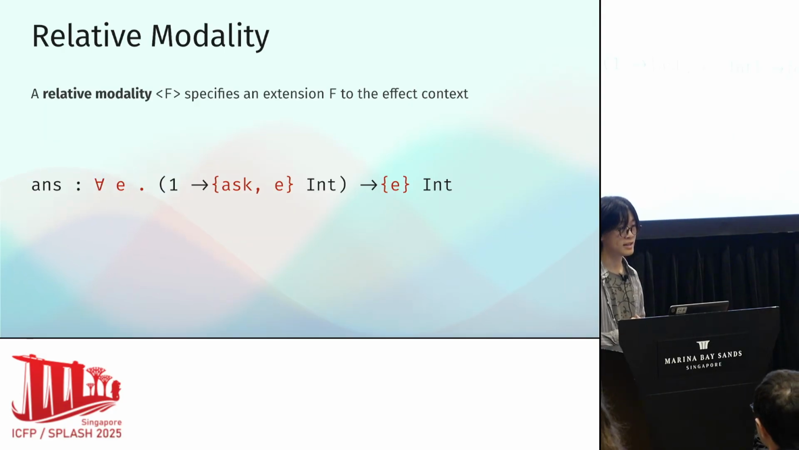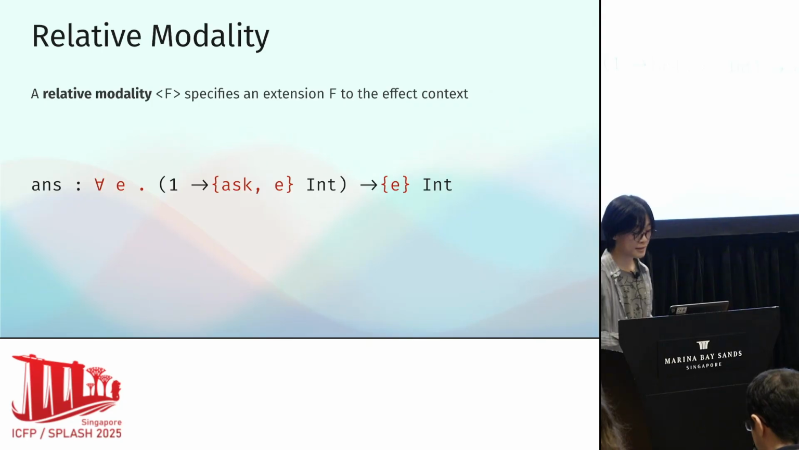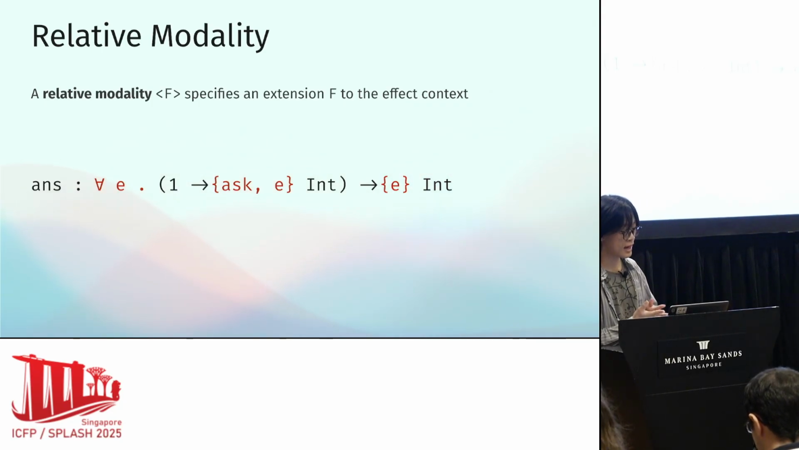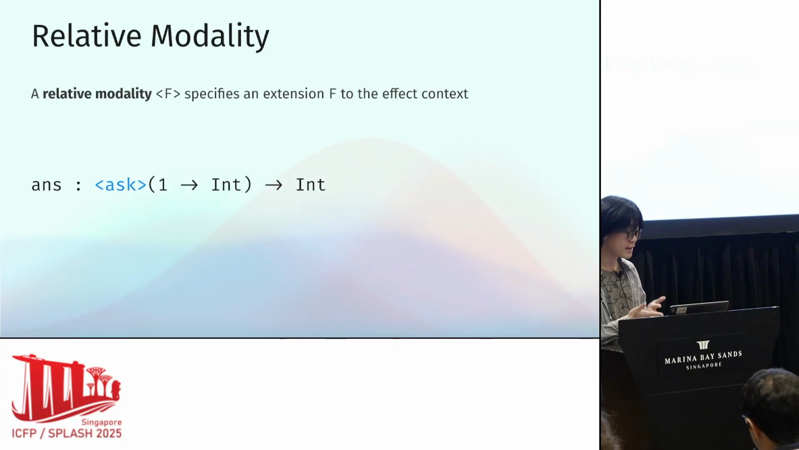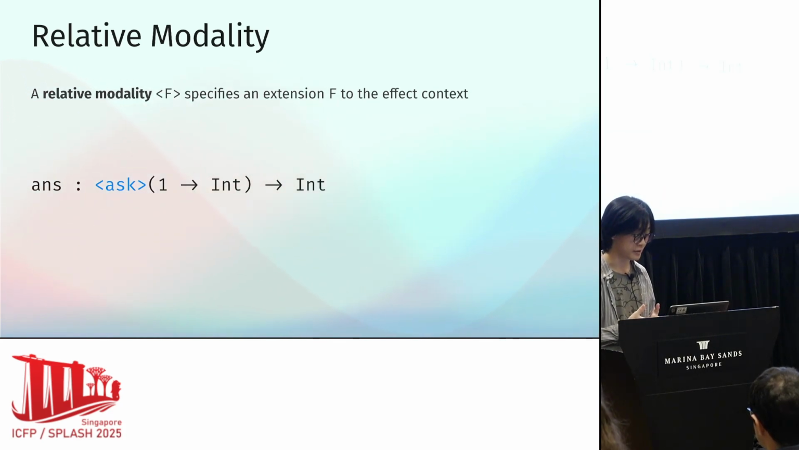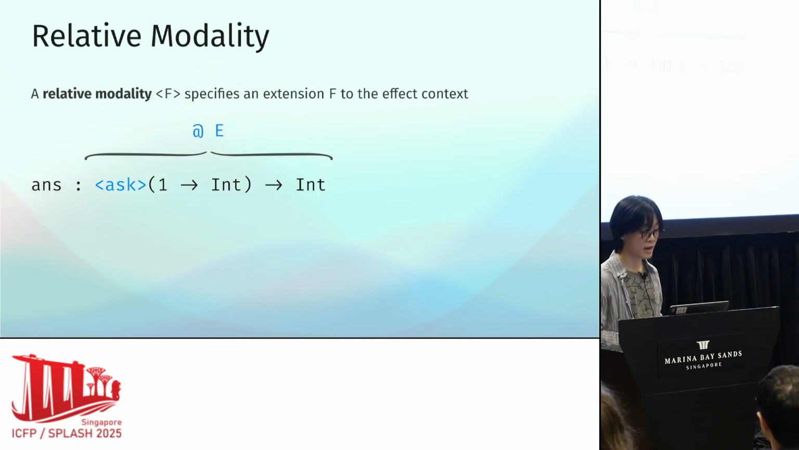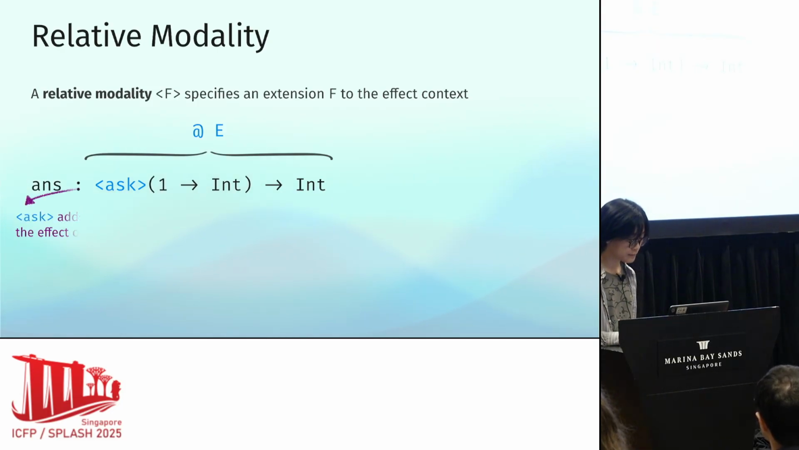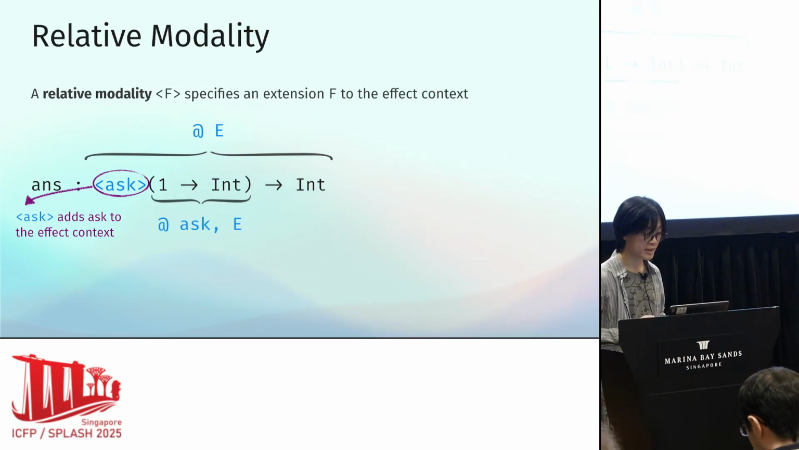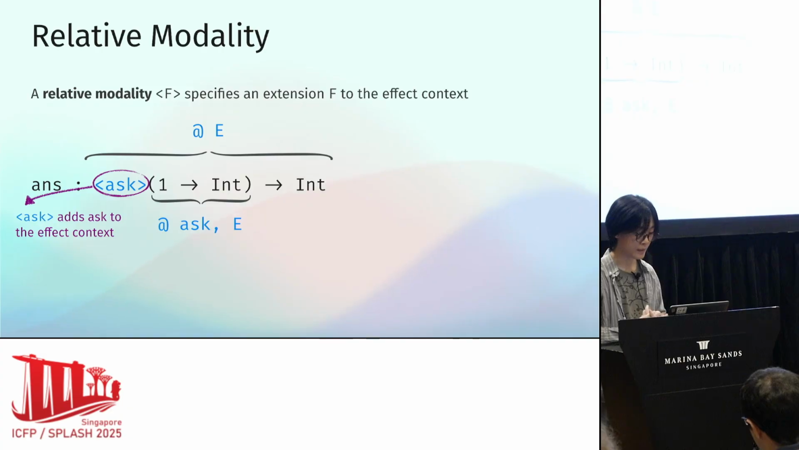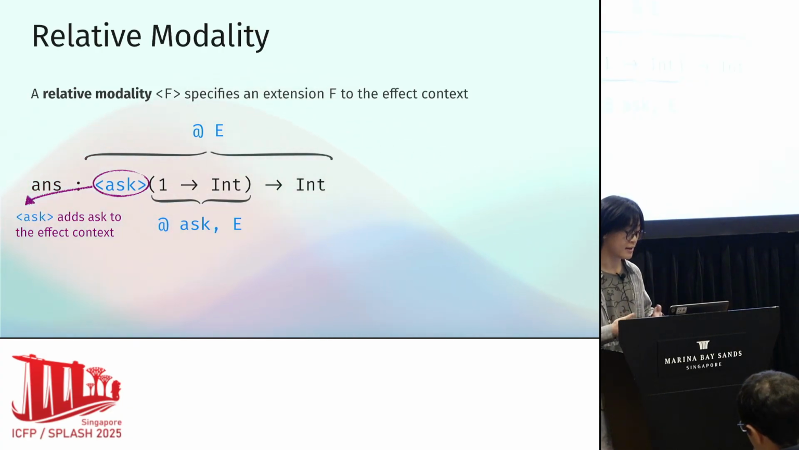We also have relative modality, which is in particular useful for handlers. So this is the handler for ask. It is a higher order function, as we have seen before. It takes the function, handles the ask operation of this function. With relative modality, we just need to specify which operation is handled by this handler. So assuming the ambient effect context is some effect e, this modality adds the operation ask to the effect context e. So for the argument, its effect context is ask and e. This ask operation is introduced by this handler and is handled inside this function. So the outside context is still e.